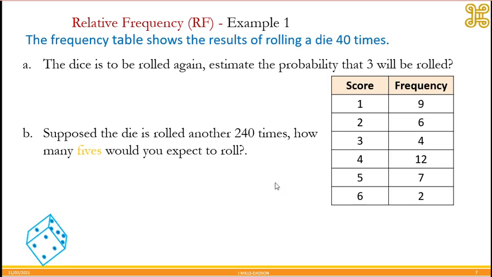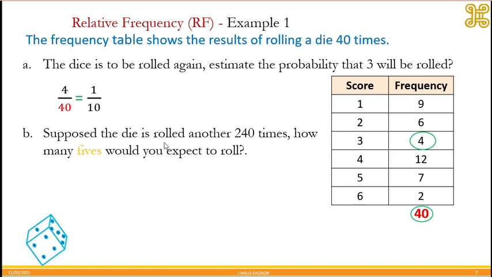Now the die is supposed to be rolled again, and we need to predict the probability that it will land on 3. Now all we need to do is, from our previous experiment, how many times did we land on 3? It is 4 times, out of how many times? 40. So to work out the probability that it will land on 3, it's just 4 out of 40, which is the same as 1 over 10. We call it relative frequency. We relate the frequency of each outcome with the overall frequency.